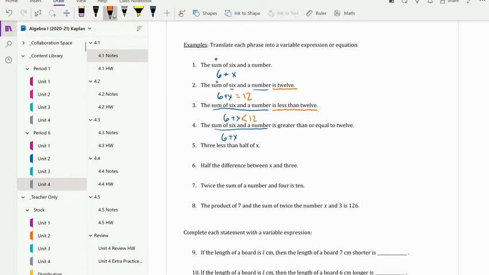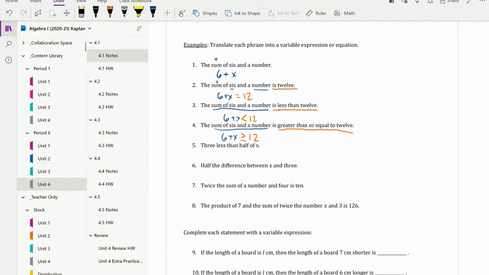Okay, last one like this. The sum of 6 and a number is greater than or equal to 12. Well, again, this is just telling us the sign we use. 6 plus x is greater than or equal to, so write a greater than or equal to sign, 12. Okay, these are a bunch of different ways you could see this. Now we're going to get into some slightly more complex ones.